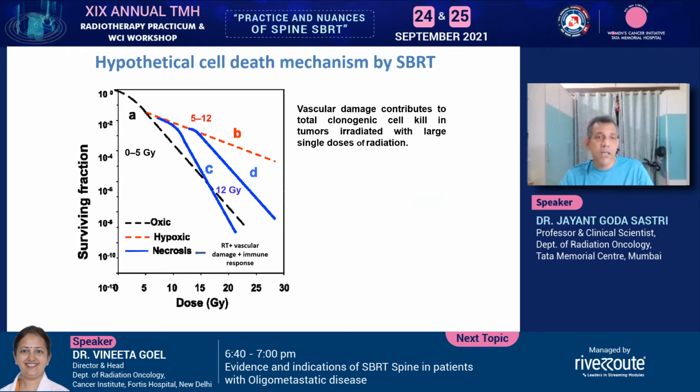But practically, what happens is that we see curve C and curve D at high doses, that is at around 12 gray. And this is because of the vascular damage and the immune response when we give such high doses of 12 gray. Therefore, vascular damage contributes to the total clonogenic cell kill in tumors irradiated with large single doses of irradiation.